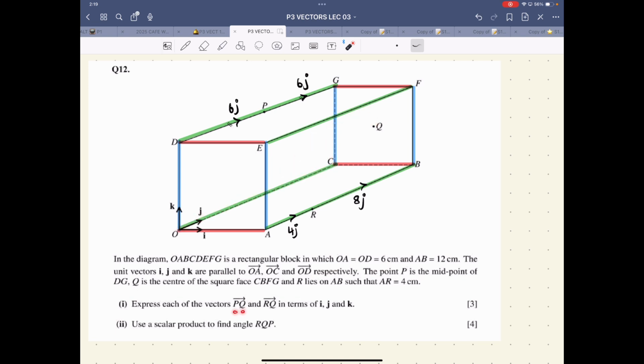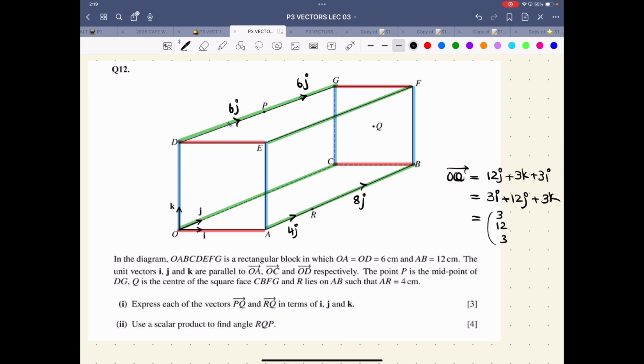So therefore they are asking us PQ and RQ. So first of all, where is P? There is P over here and there is Q. Now let me do this thing in 2 different ways. First of all, let me write down what OQ is. So OQ is 12J, 3K and 3I. So that is 12J plus 3K plus 3I. Write in the proper order. That is 3I plus 12J plus 3K. And then write it like this, that is 3, 12 and 3.